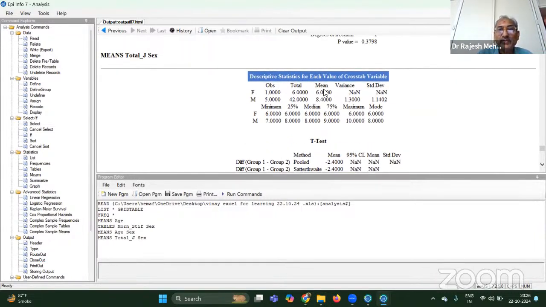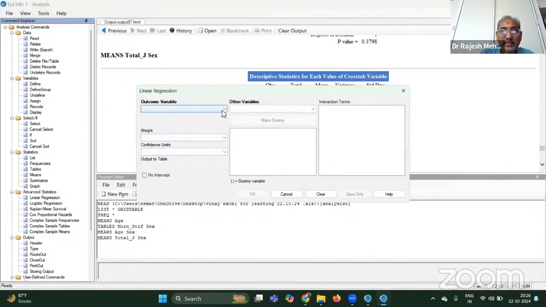This is the mean of the total joint, 6, 8.4, like this. Here, mostly what you can use is a linear regression, but the data is very small. That's why there is a problem.